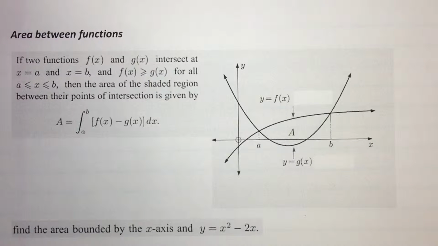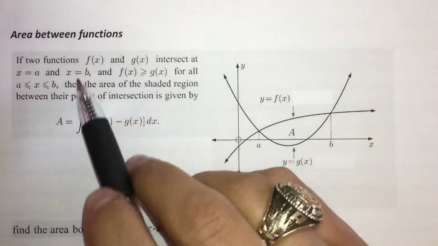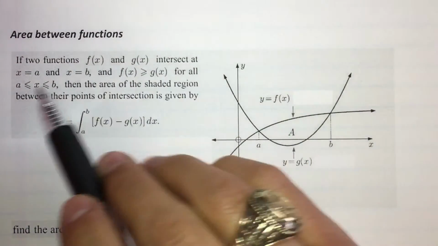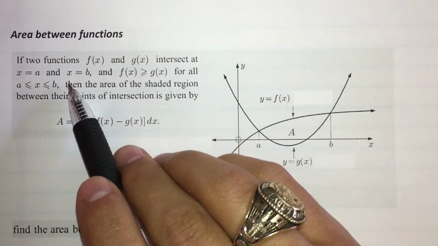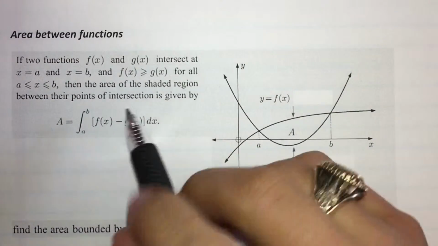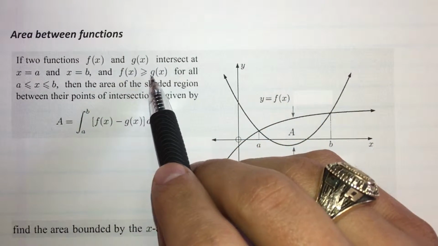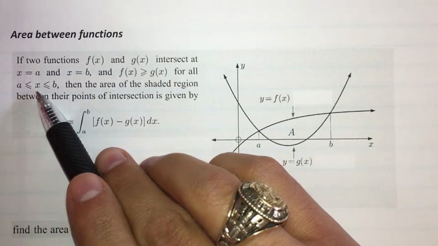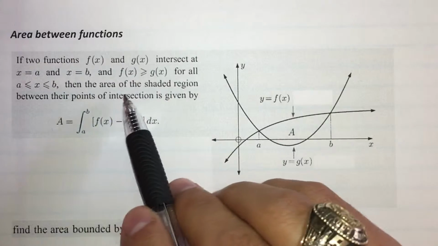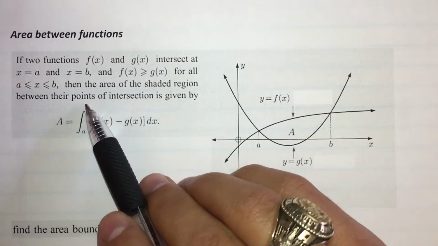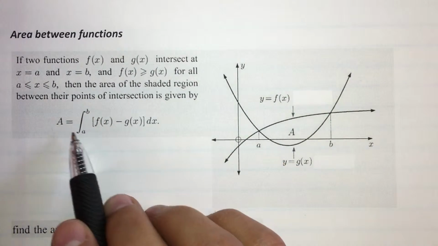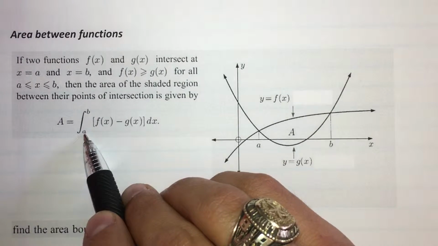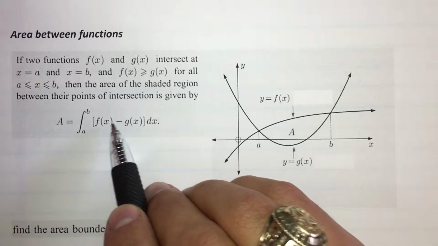Okay, in this video we're going to see how to find the area between functions. So if there's two functions, f of x and g of x, and if they intersect at points when x is equal to a and x is equal to b, and if f of x happens to always be greater than or equal to g of x for every x between a and b, then the area of the shaded region between the points of intersection is given by the integral with the bounds of integration of a to b of f of x minus g of x.